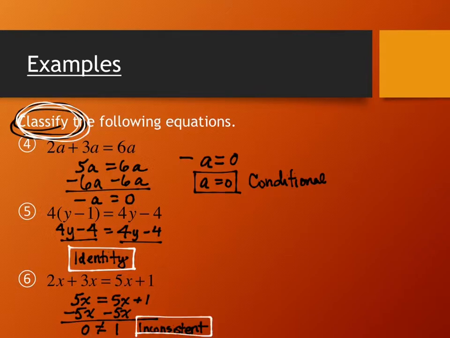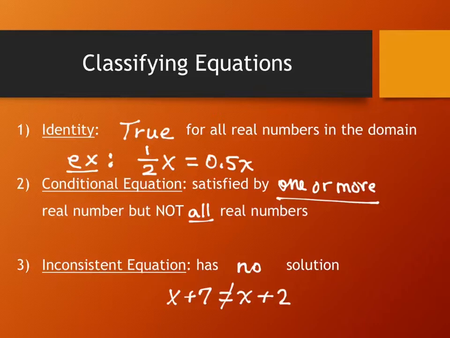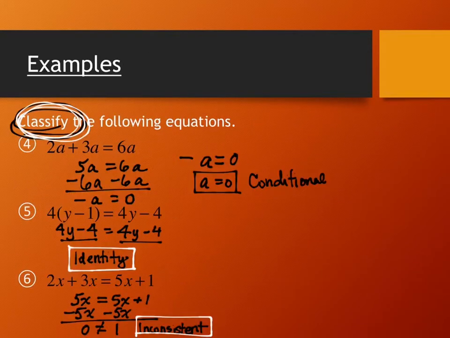When we're talking about classifying, they are identifying one of these 3 equation types. So the answer could still be described as no solution, but because there is no solution, that makes it classified as inconsistent. Yep. All right.